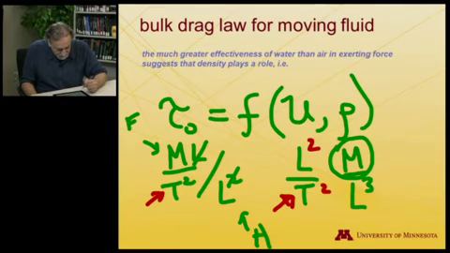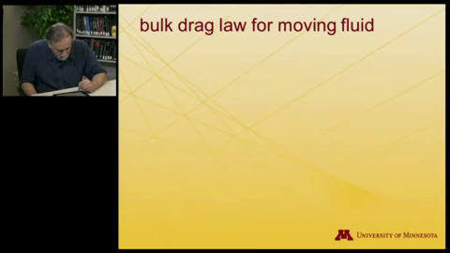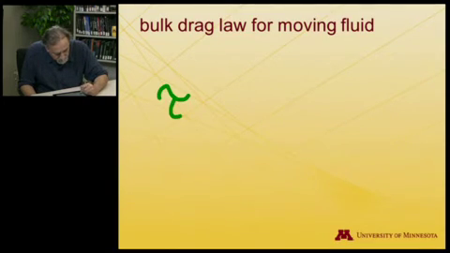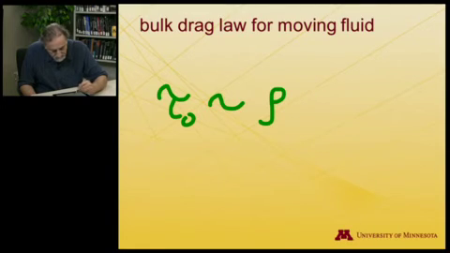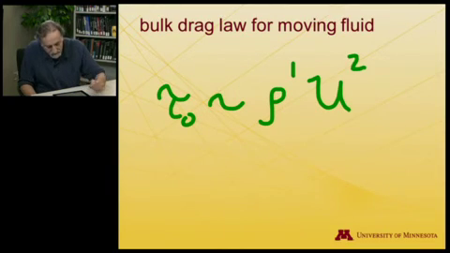And we end up with a relationship that looks like tau naught should be proportional to the density, and this is to the first power, so we'll just put a 1 there and be really compulsive about it, and the velocity squared.